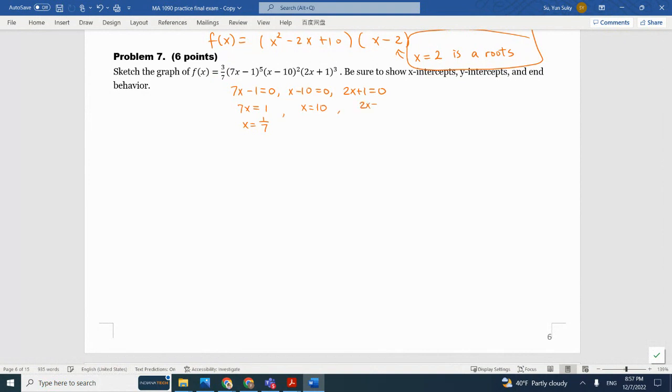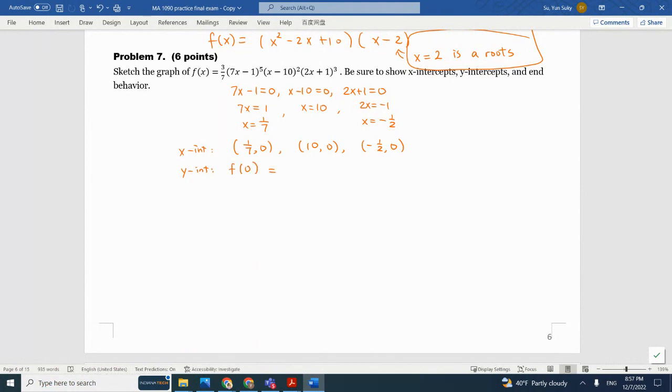Here subtract 1 on both sides, and then divide by 2. Therefore, the x-intercepts, remember x-intercepts are points. So 1/7, 0, 10, 0, and minus 1/2, 0. The y-intercept is, we plug in x is 0.